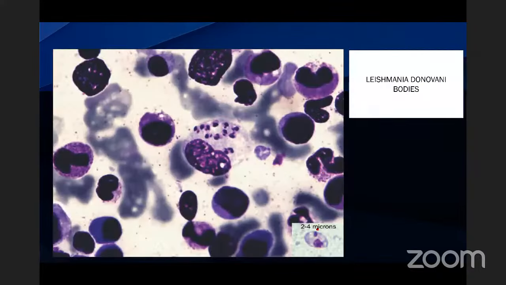Whereas LD body, if you see, they are also 2 to 6 microns, but they usually have a kinetoplast like this. So they are T-shaped structures, which you should always, always be clear with. That is classical of Leishmania. Do not confuse Histoplasma and Leishmania. Leishmania can be both intracytoplasmic and extracytoplasmic.